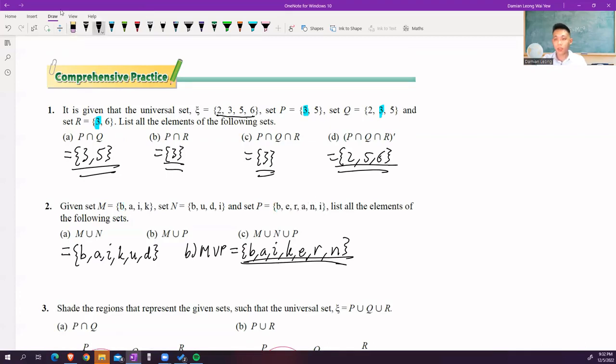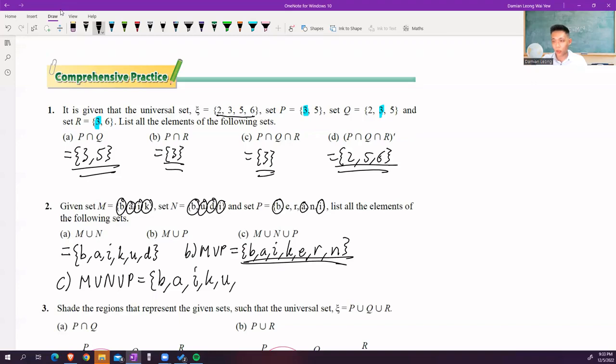And then part C, M union N union P means combine all three sets together now. So I have B, A, I, K, U, D, E, R, and N.